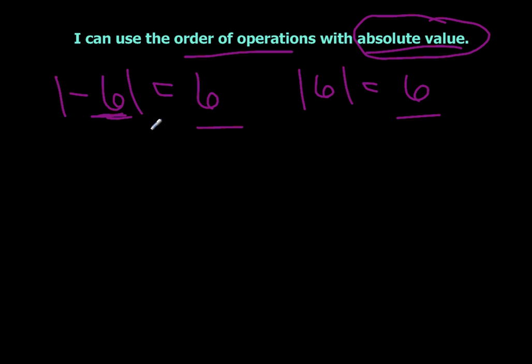So the answer to absolute value problems are positive. When you're coming out of the absolute value symbol, you end up with a positive answer. So when could it end up negative?